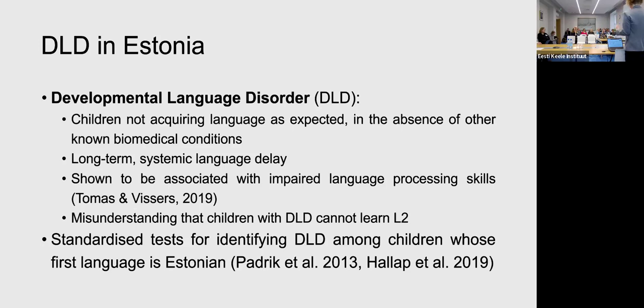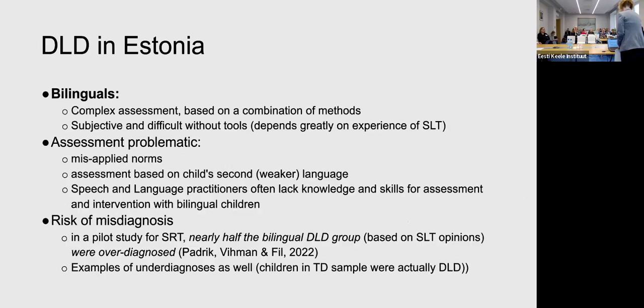So there are standardized tests for identifying DLD among children whose L1 is Estonian and that are in wide use in Estonia. But for bilinguals, as I said earlier, we need complex assessment based on the combination of methods, some of which are subjective, and it's difficult to do this without tools, especially for SLPs without a lot of experience. And the assessment is problematic partly because it's subjective and it depends on experience, but also because norms end up being misapplied, and because the assessment is often taking place in the child's weaker language. If the child started acquiring Estonian when they entered the school system in Estonia, then that needs to be taken into account, and you can't compare to a monolingual baseline.